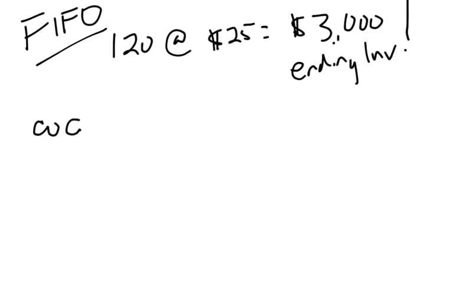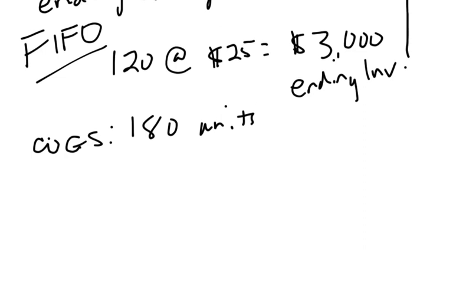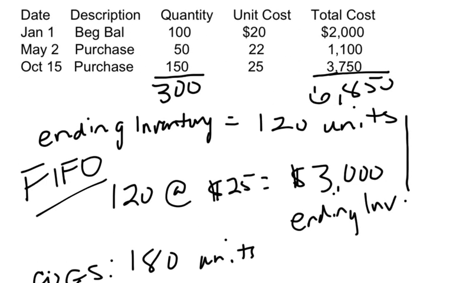Now let's look at cost of goods sold. Go at it from the other perspective, to make sure that we understand what's going on. So we would have sold 180 units. Let's go back to the top and look at our data. Under, again, FIFO, you're talking about selling the first in, first out. So if we're looking at sales data, we'd start at the beginning with that 100 units at $20, right?